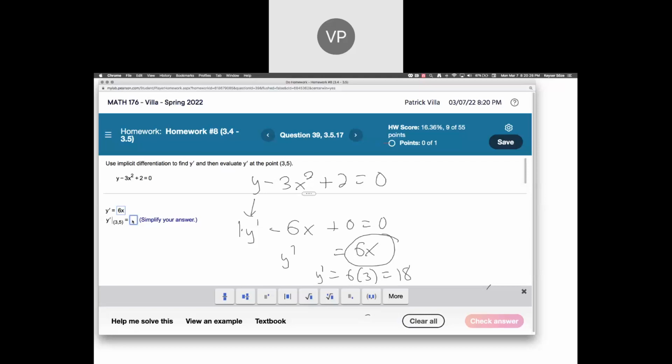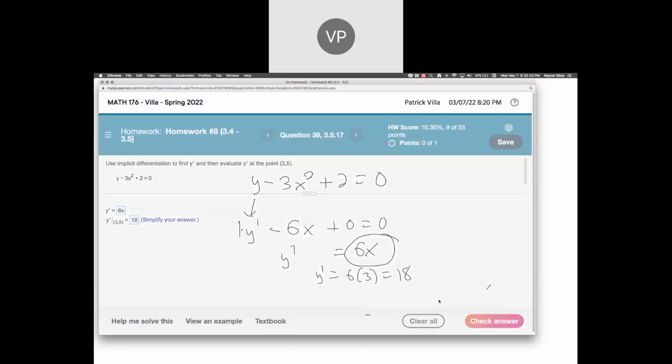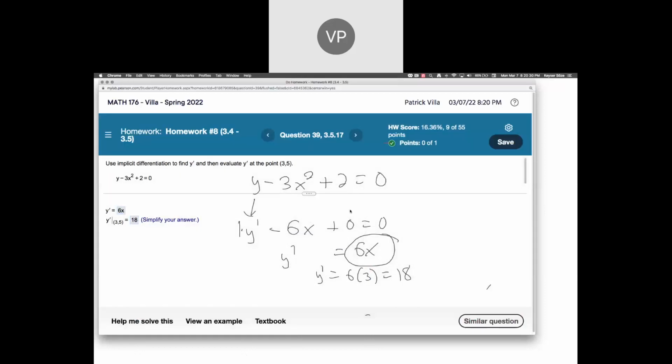If it has a y in it, then of course you're going to plug in the y value as well. But here what they're saying is the 5 didn't matter. Just plug in the 3 because this is a nice function. Okay? So that's what it is for number 39.